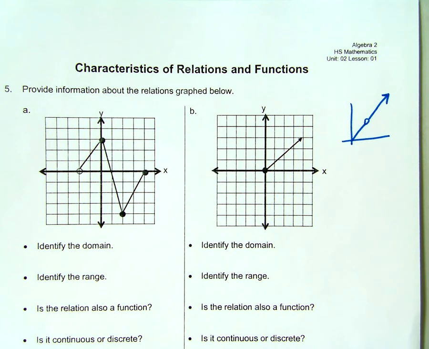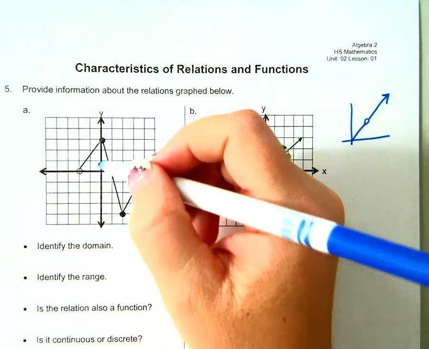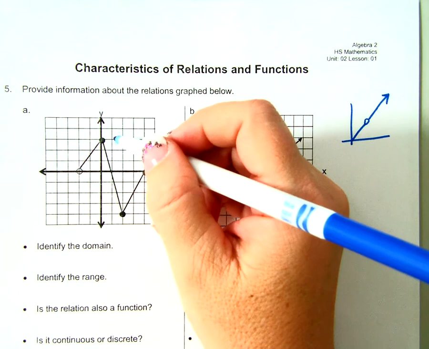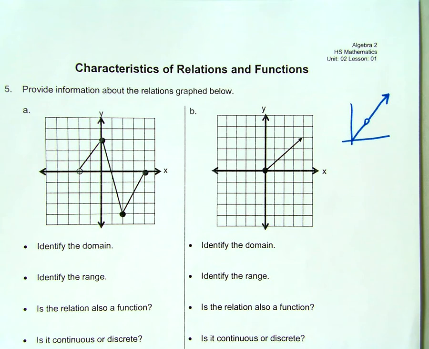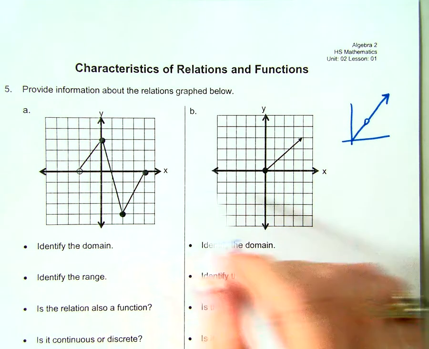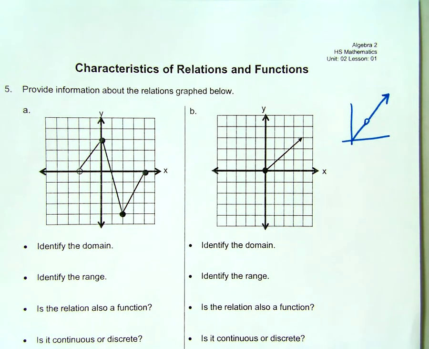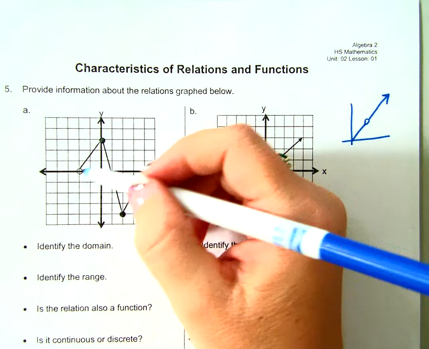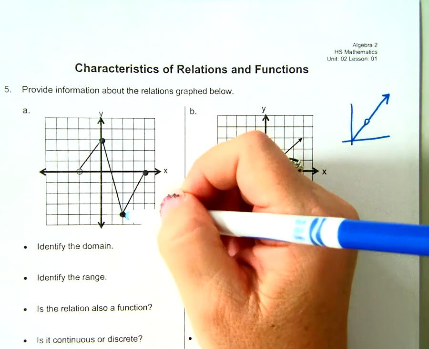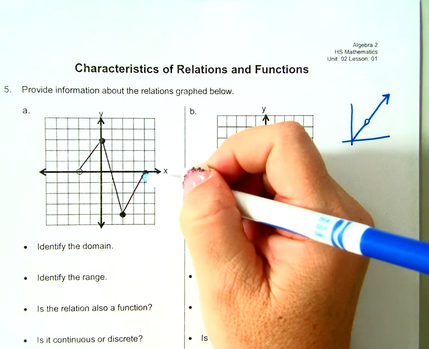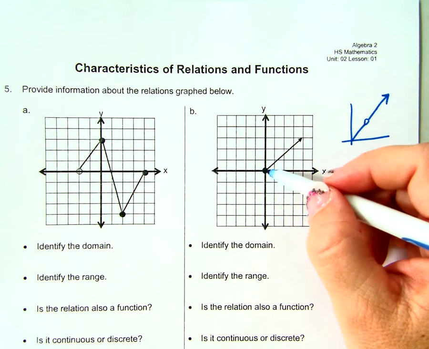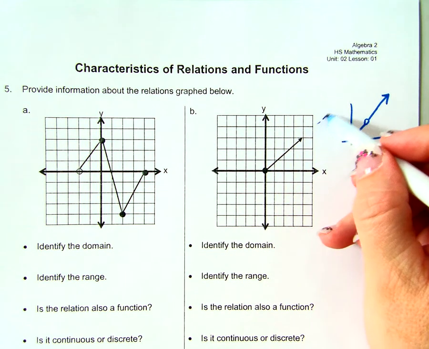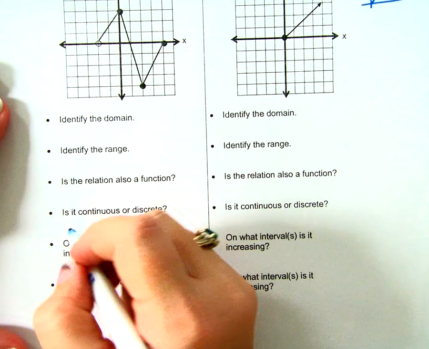Continuous means what? It has points in between, and I can draw it without picking up my pencil. So, what do you think? Can I draw this without picking up my pencil? Then it is continuous. Can I draw this without picking up my pencil? Yes, it is also continuous.